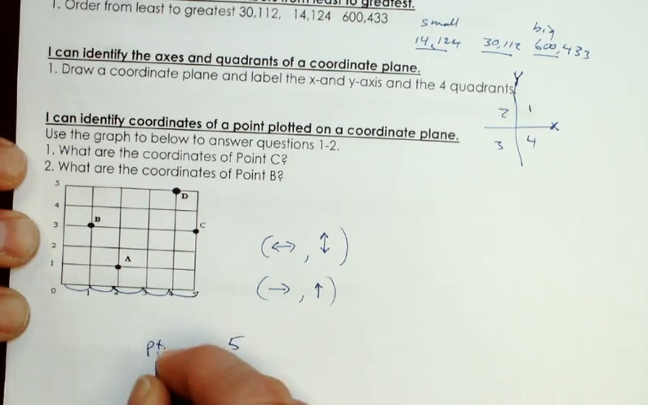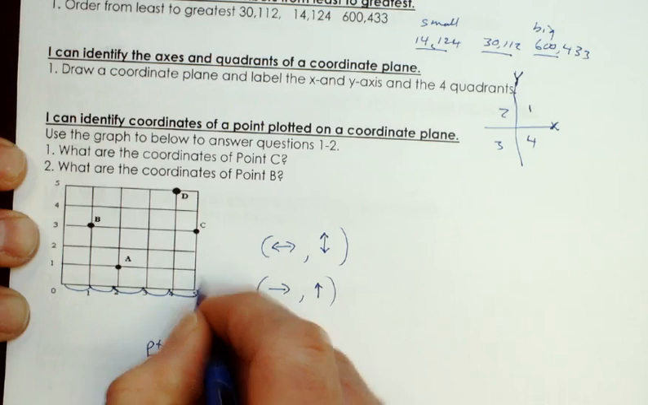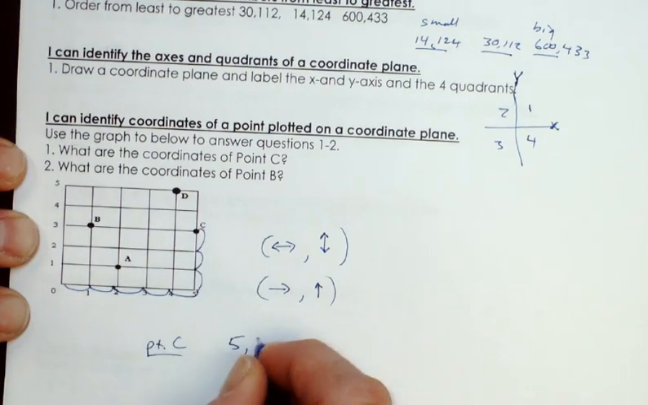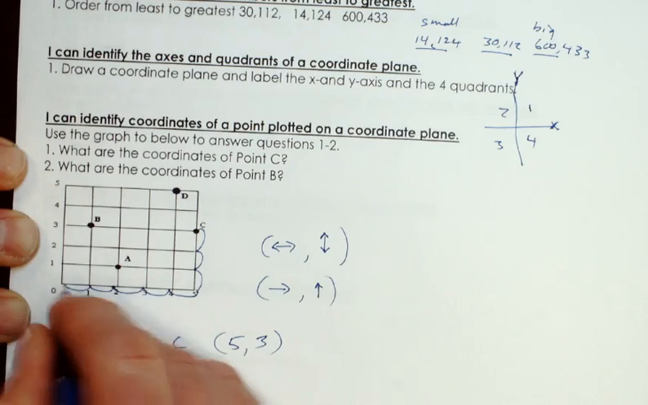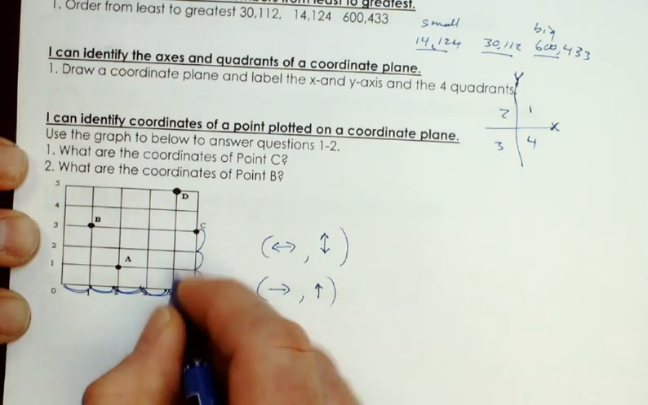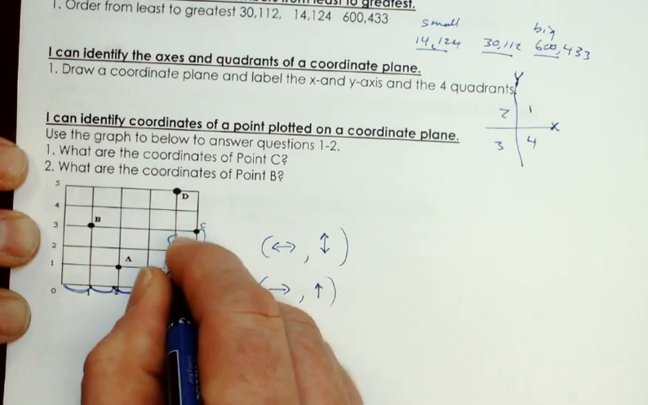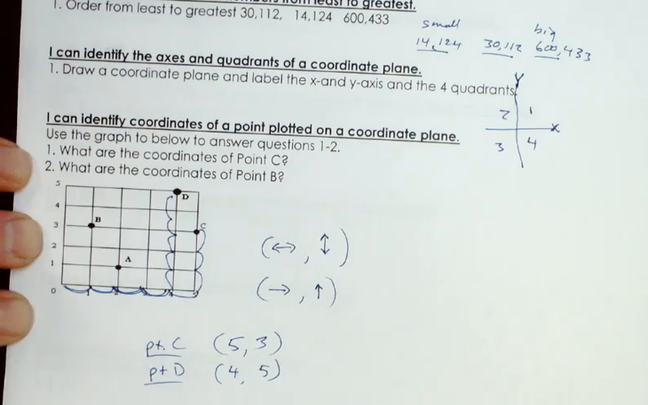This is point C. I'm getting like Sal Khan repeating everything I say. Point C, and then I go up 1, 2, 3. So it's 5, 3 are the coordinates. This is the x coordinate, and that's the y coordinate. So point D, let's see, I'm going to go 1, 2, 3, 4, and I'm going to go 1, 2, 3, 4, 5. It's 4, 5. There we go. Let's keep it rolling.